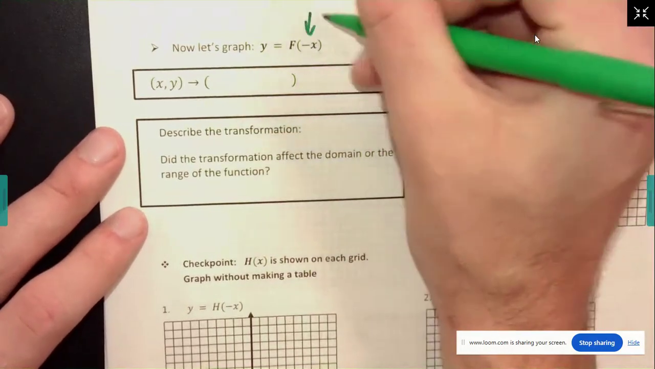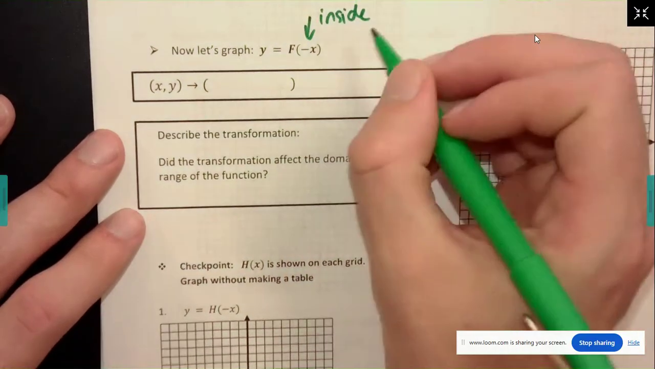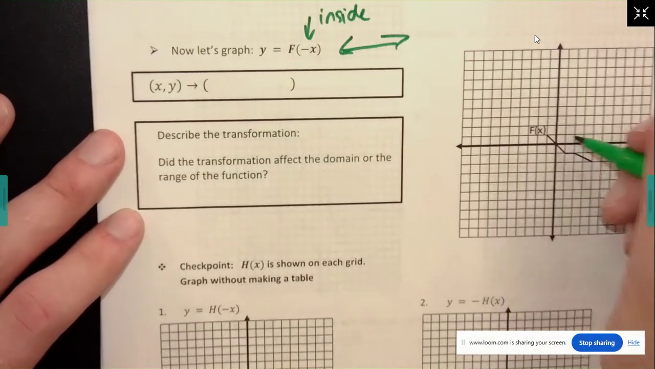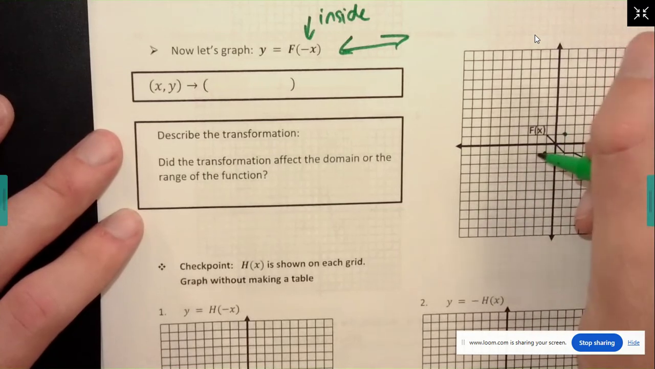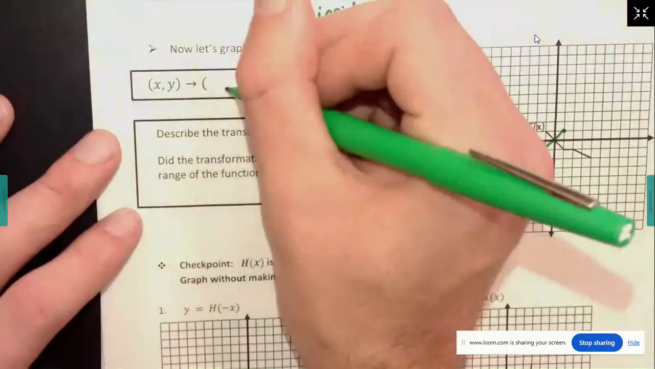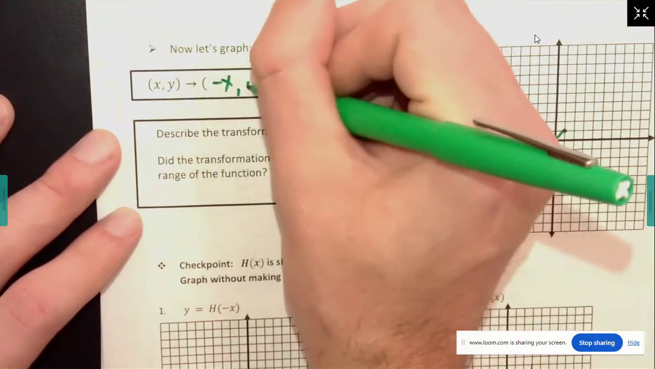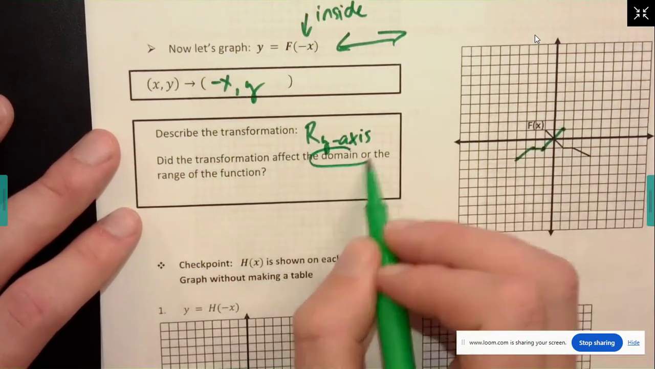Okay, this one, I have that negative, and it shows up inside the parentheses. So I know that I'm flipping with the negative, and since it's inside, it's going to move left and right. So I'll be flipping around the y-axis. Okay, so flipping around the y-axis, I have a reflection around the y-axis, and that rule was (x, y) becomes (negative x, y). And since I'm flipping left and right, that's going to affect my domain.